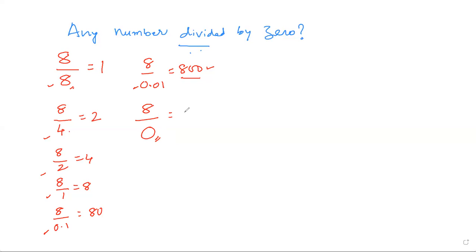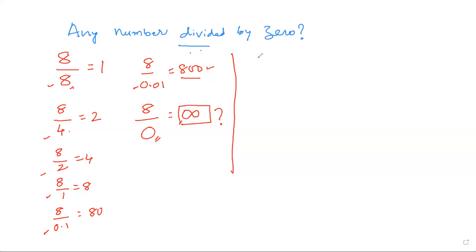Then my answer, should it increase or decrease? It should be very, very big. How big it is, we may not know, right? We represent it using infinity because I don't know how small the denominator is. So can we say that any number divided by 0 is infinity? No. Before that, let us make another observation.